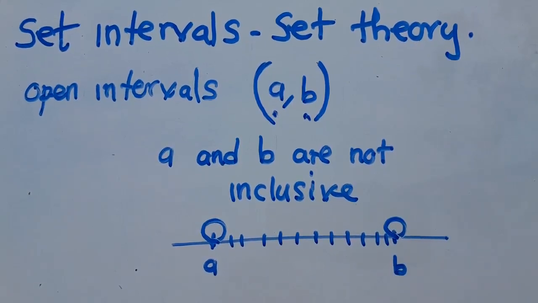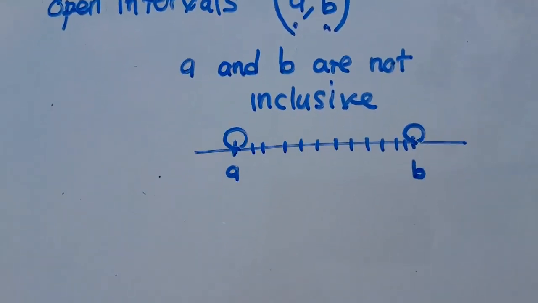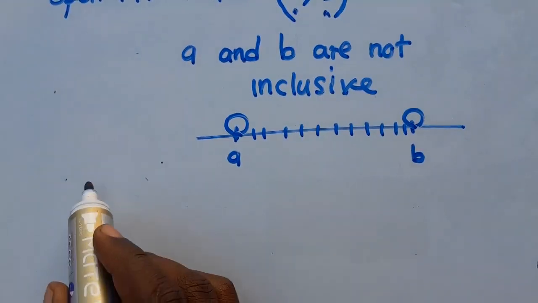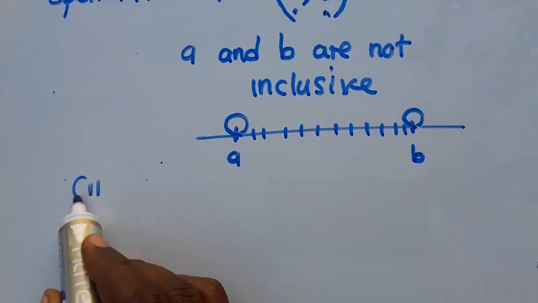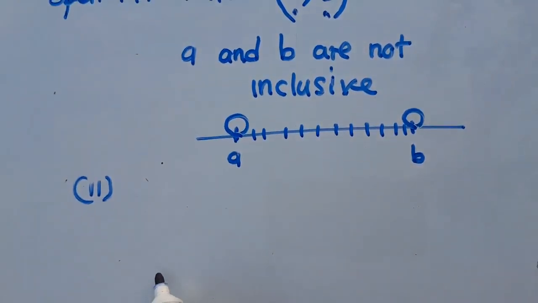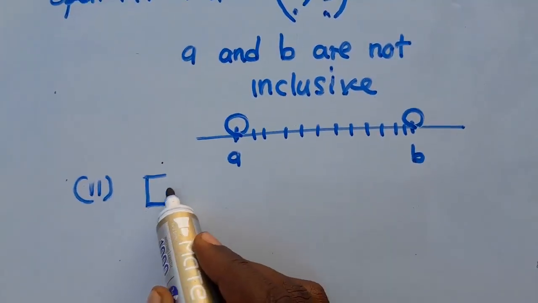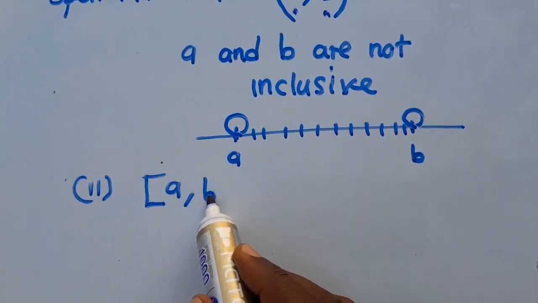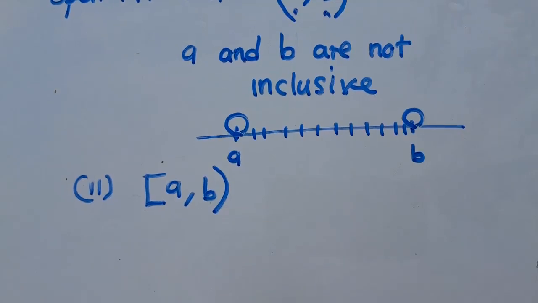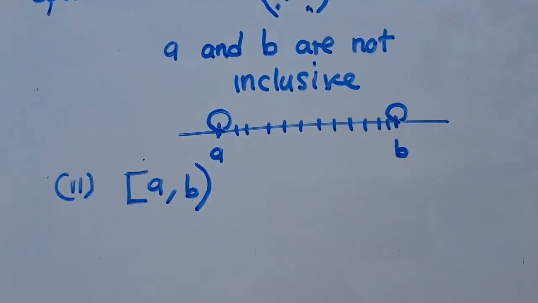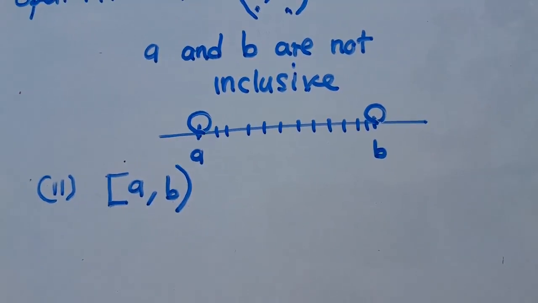Then secondly, we also have this one. The second one that we are going to discuss is where you've got something like this, A, comma, B. These brackets are very important. The same way I'm writing them, that's the same way you need to know them. So make sure you follow me properly.